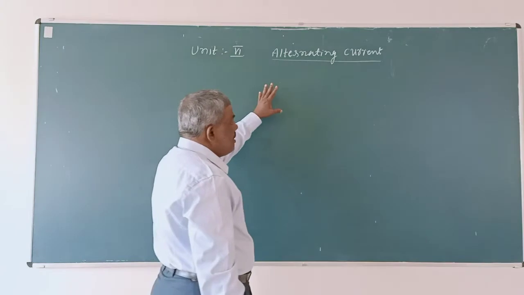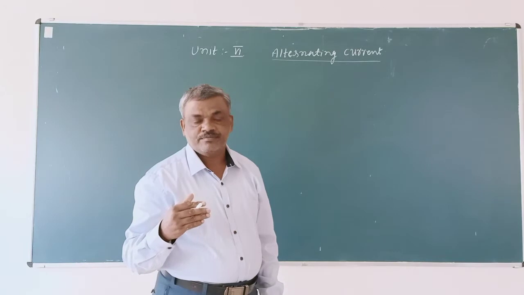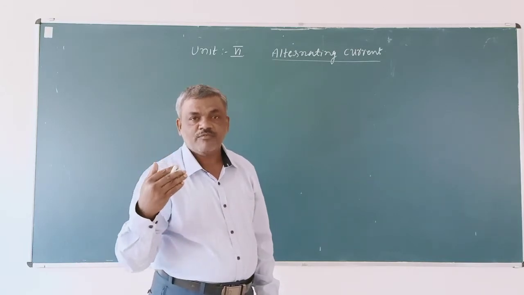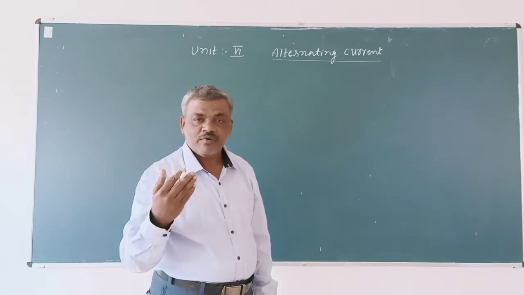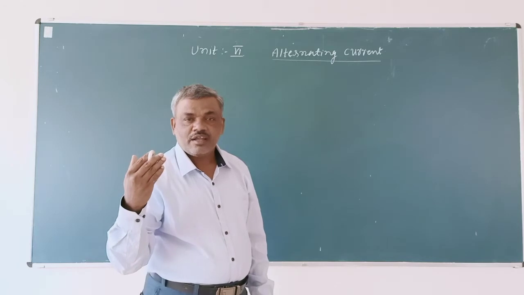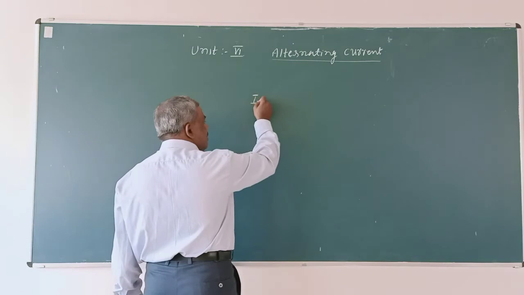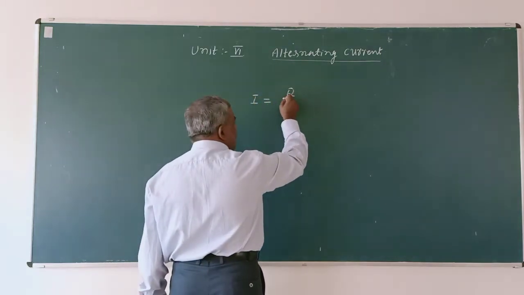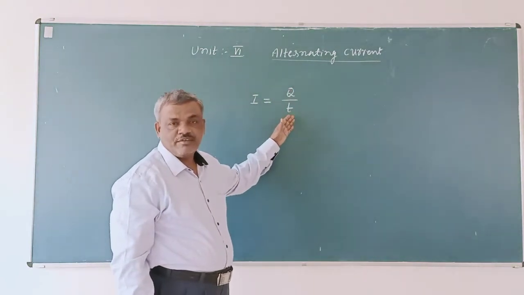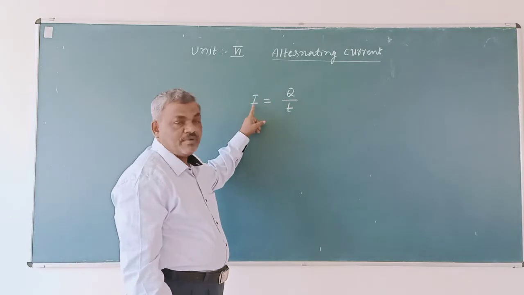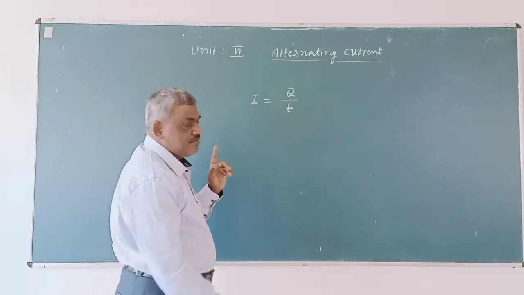Now alternating current. Already you know the definition of electric current. The time rate of the flow of electric charge is called electric current. The time rate of the flow of electrons is called electric current. The mathematical formula: electric current, symbol I, equal to charge Q by time T. Electric current equals charge by time taken. The SI unit of electric current is ampere.